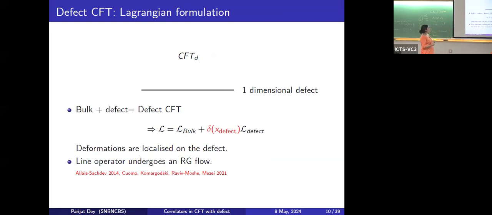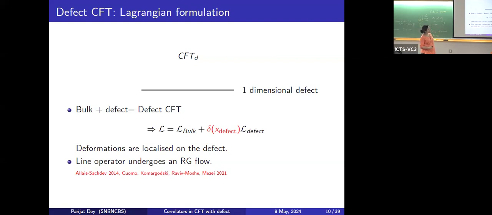Okay, so now the defect conformal field theory can also be studied from a Lagrangian point of view, where we start with a specific Lagrangian. So this is how we have defined the defect conformal field theory. So it has a bulk part and a defect part. So the Lagrangian can also be decomposed into separate parts. So this is the bulk part of the Lagrangian, which contains the bulk degrees of freedom that live in the entire space-time. And here we have the defect part, which is localized on the defect.